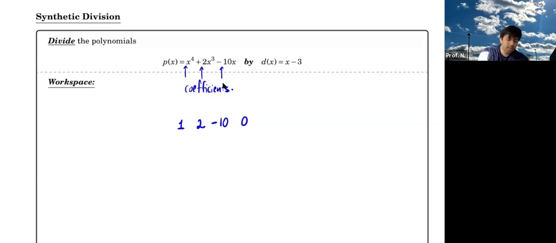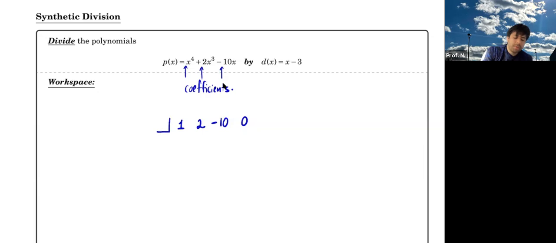And so, some people do, I think your textbook has a certain way. There are two ways to write down the synthetic division to set it up. It's not such a big deal how you do it, but I'm going to do it this way.